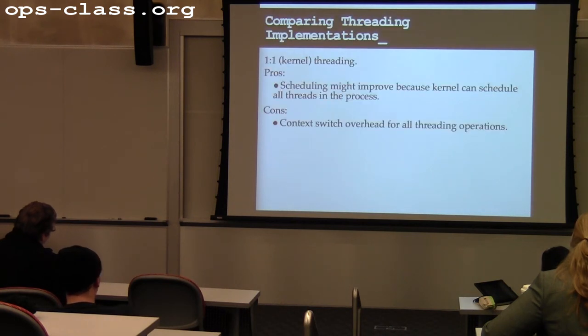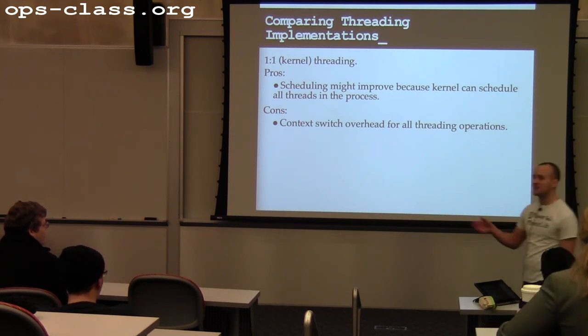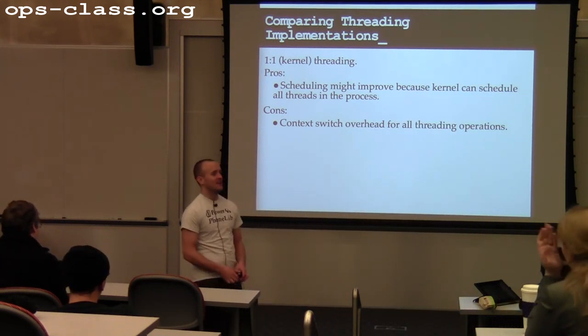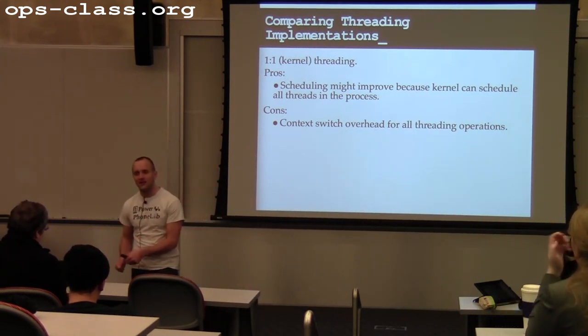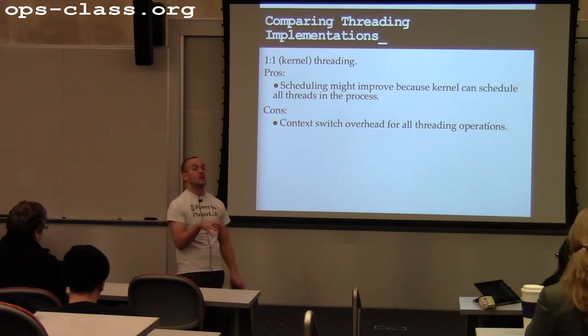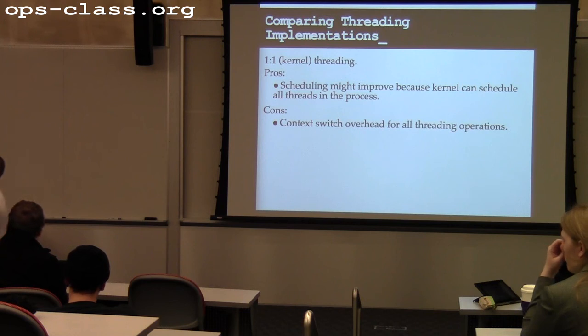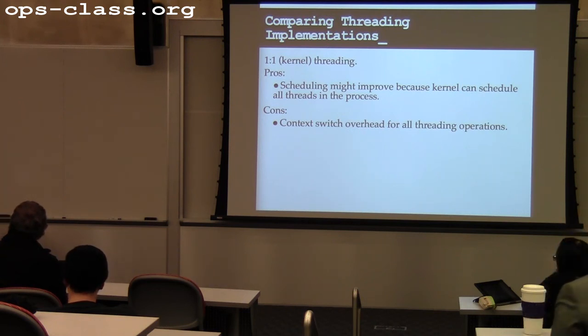There are actually now what are called M-to-N threading library implementations that use some fearsome mixture of these two approaches. They use multiple kernel threads, but they also do some multi-threading in user space. That, to me, seems very interesting and probably difficult to get right. But you can do that if you want to.